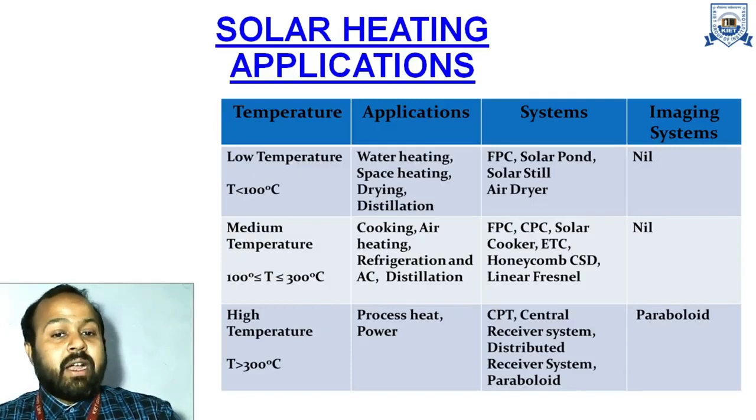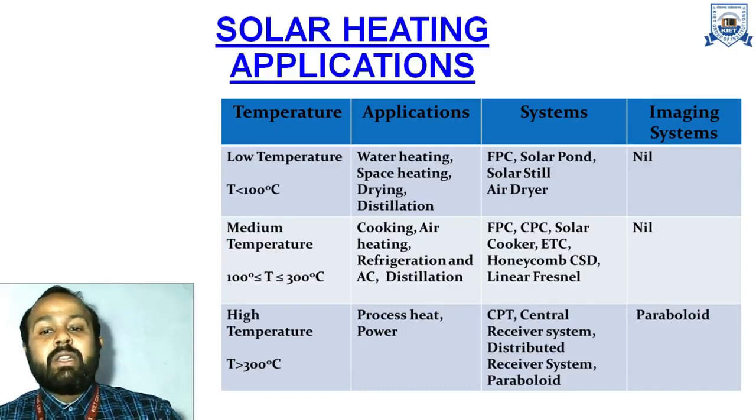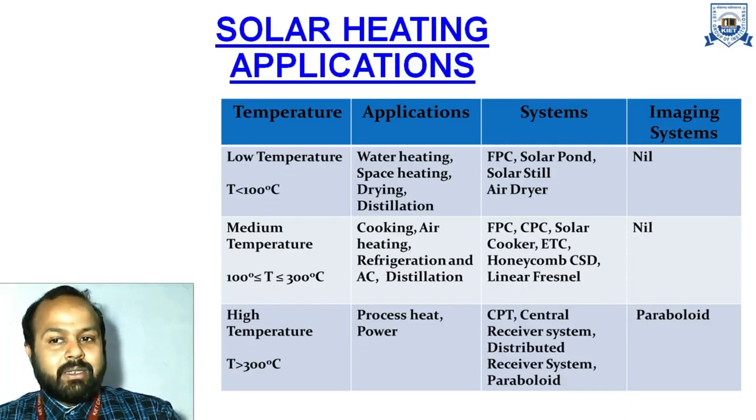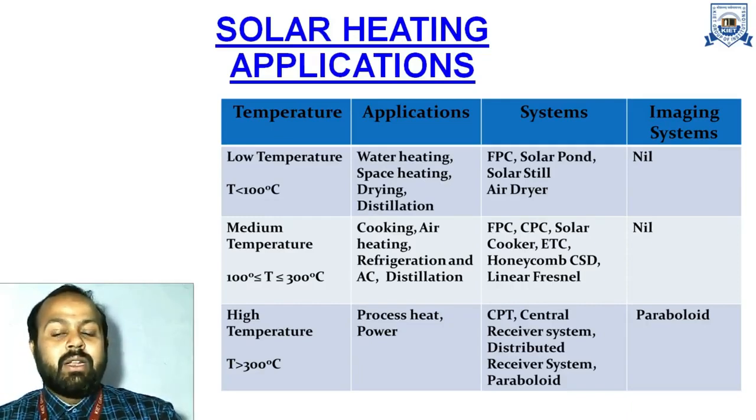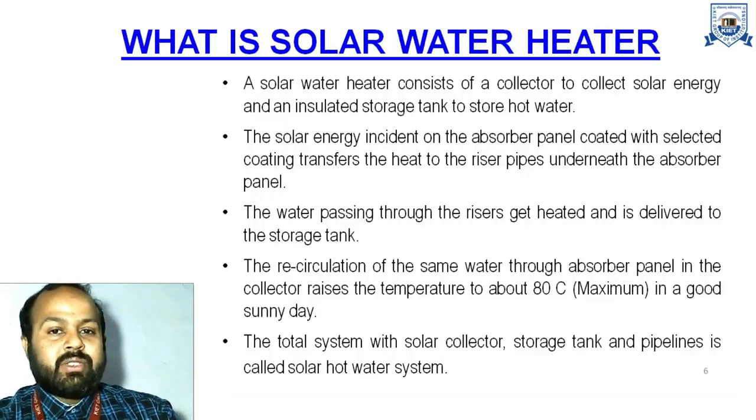The last one is high temperature, more than 300 degrees centigrade, which is for process heat and power. In this segment we use systems like the CPC, central receiver system, distributed receiver system, and paraboloids. These are the basic systems and heating applications of solar heating.